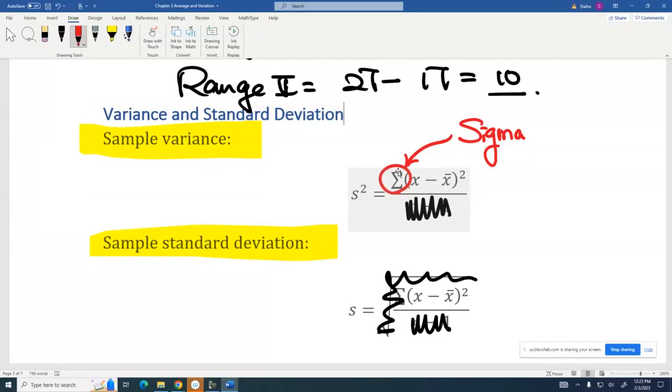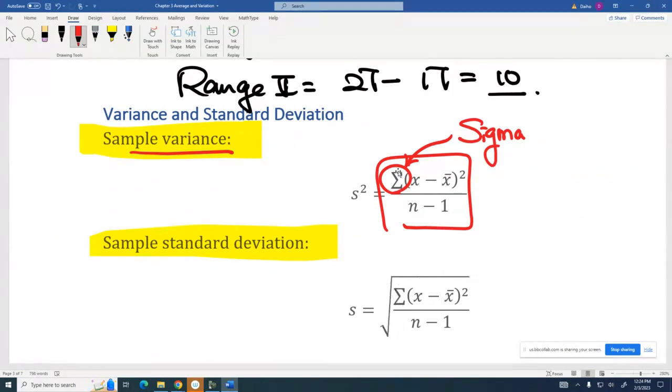In math, what is the sigma for? Come on. What was the procedure in step four? Sum, yes. Sigma is the letter S in Greek. Sigma, capital S, the sum. Step five, divided by n minus one. So now here, we took the sample variance. Additionally, take the square root, only because of the unit, and it will be the sample standard deviation.